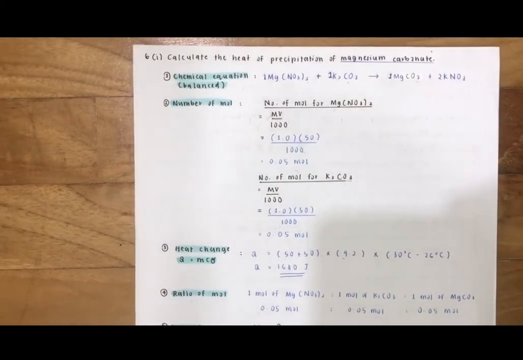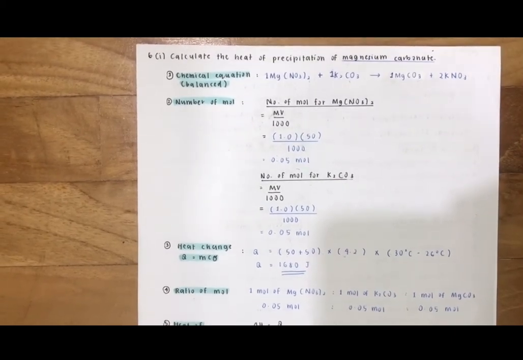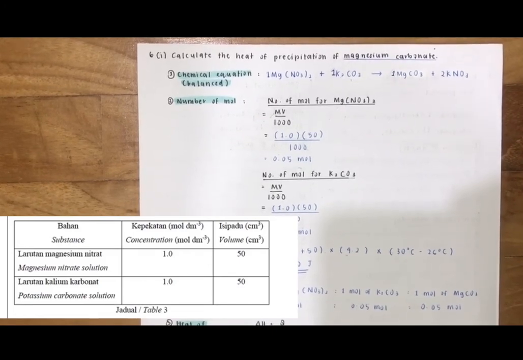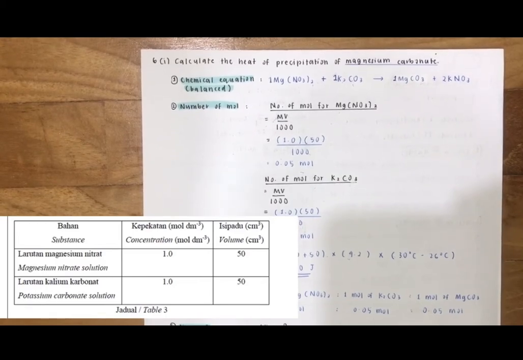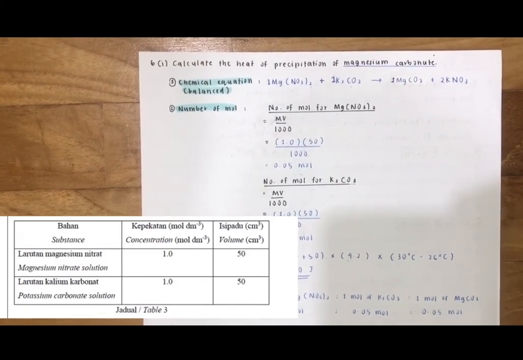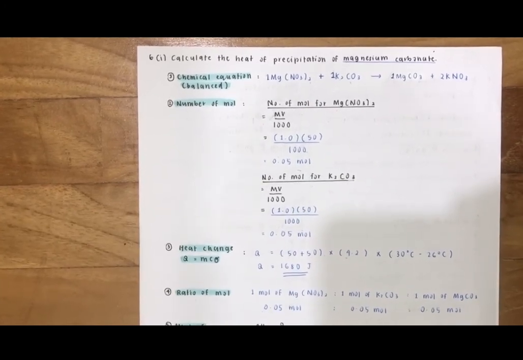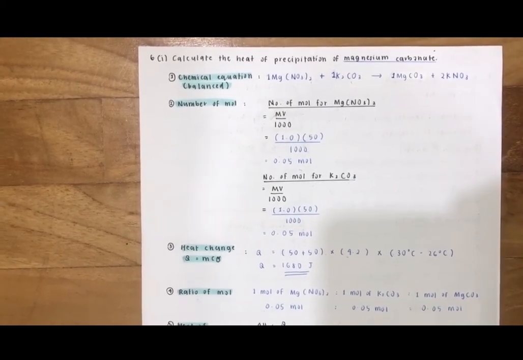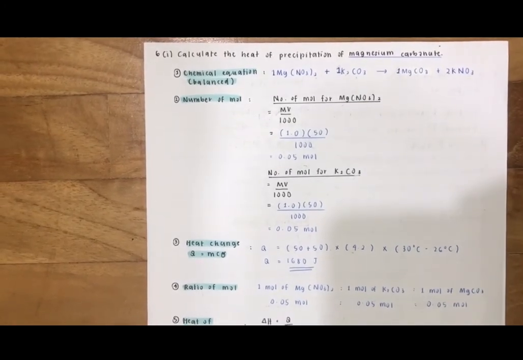The next step is to calculate the number of moles of magnesium nitrate and potassium carbonate used. By referring to the table in the question, we know that the concentration used for both magnesium nitrate and potassium carbonate is the same, which is 1.0 mol per dm cube, and the volume is also the same, which is 50 cm cube. So substitute the information into the formula MV/1000, and then we get the number of moles for magnesium nitrate is 0.05 mole. The same goes for potassium carbonate.